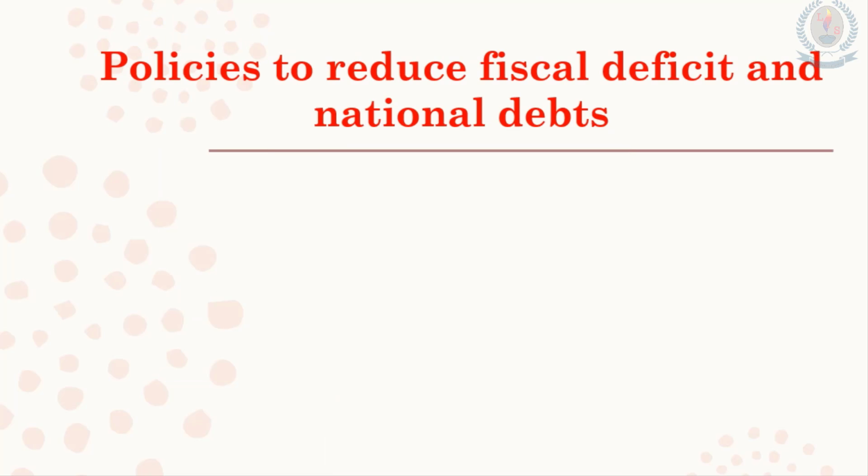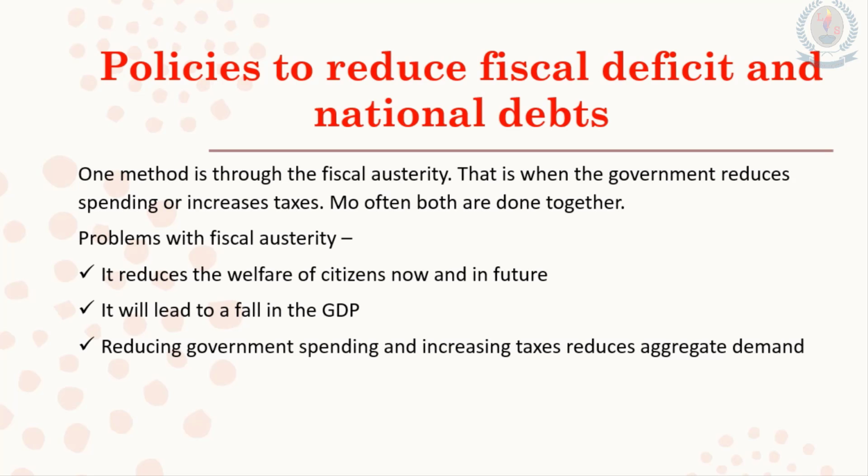Policies to reduce fiscal deficits and national debts. One method is fiscal austerity. That is when the government reduces spending and increases taxes. More often, both are done together. That means the government will reduce their spending while increasing the rate of taxes.